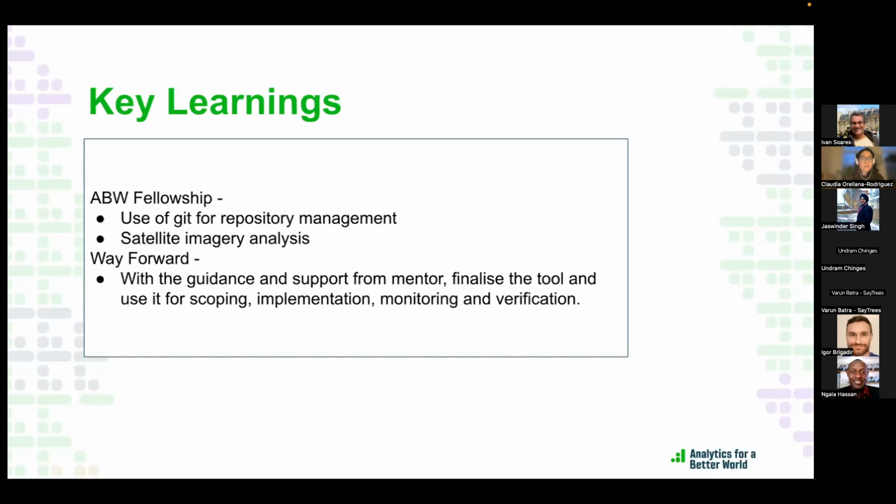Key learning, as I've already mentioned, I'm very new to data science and analysis. I learned how to use Git for repository management. As I mentioned, we were only using satellite imagery for first order analysis, that is visual changes: increase in green, increase in trees, or increase in green cover in the region. Now I am also using satellite imagery for analyzing second order impact, which is land temperature, change in green cover percentage, and other such factors.